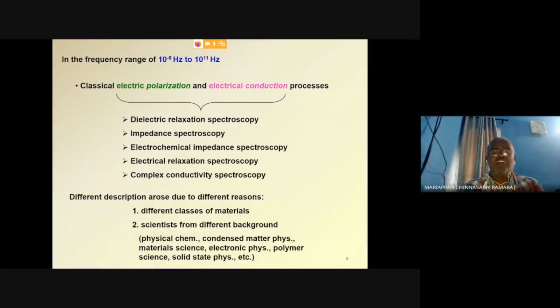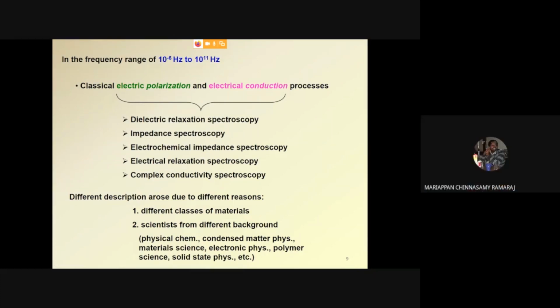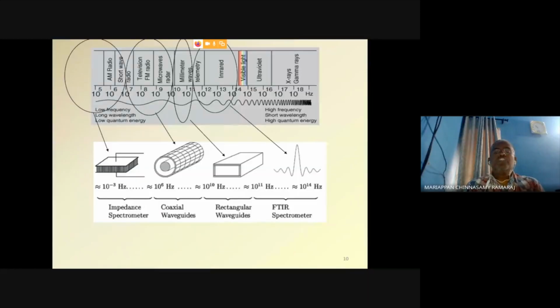Another reason is the different backgrounds of the researchers, like material scientists, physicists and chemists. They call it their own. Chemistry people basically call it electrochemical, and physicists like to call it relaxation or complex conductivity. So this comes due to the researchers' background as well as the material. These different names come, but the mechanism and the principle behind them are similar. There is no change. All are similar.